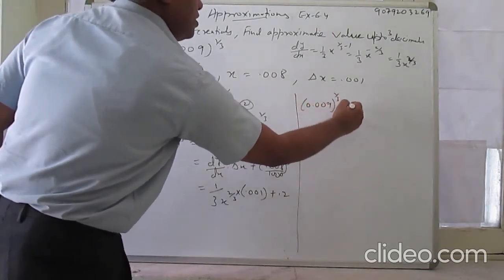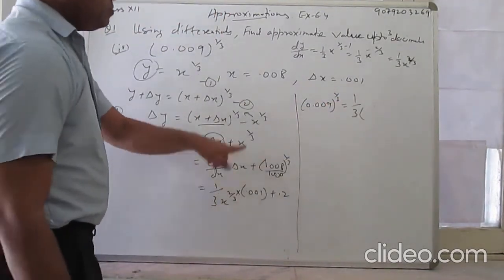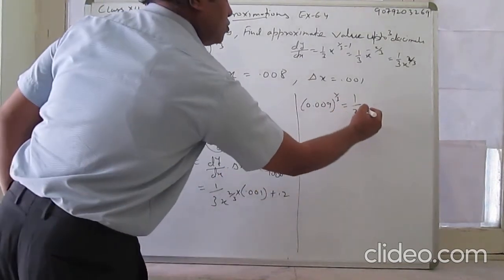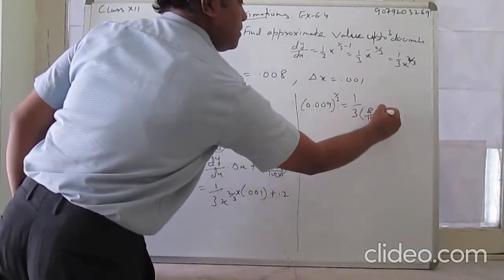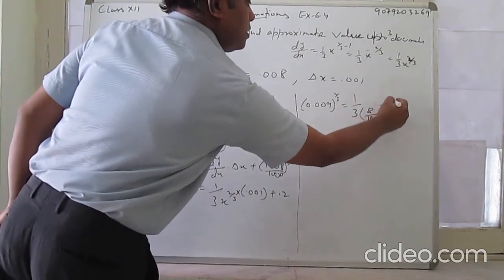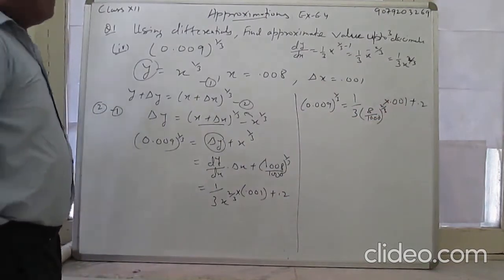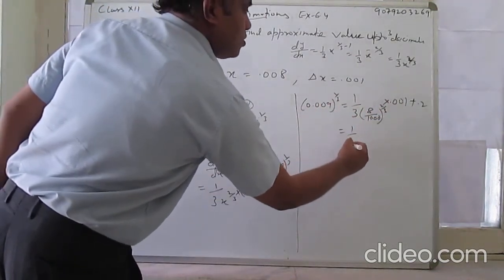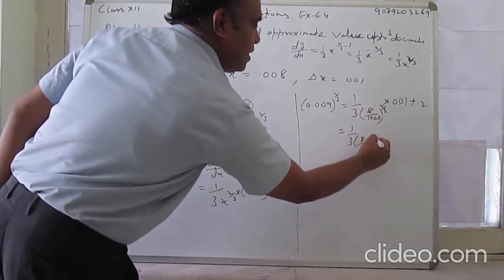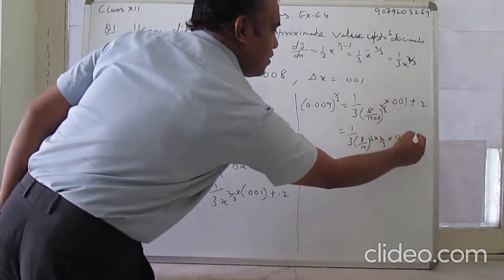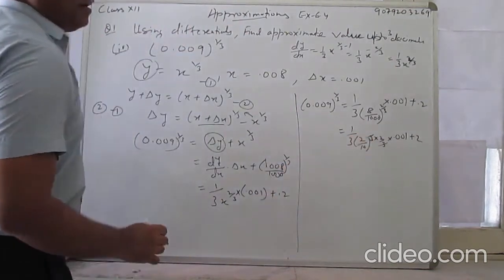Now putting the values: 0.009 to the power 1 by 3 is equal to 1 upon 3 x. What is x? 0.008. 0.008 means 8 upon 1000 to the power 2 by 3 into 0.001 plus 0.2. Now 1 upon 3, what is cube root? इसको आप ऐसे लिख सकते हैं 8 upon 10 की power 3 into 2 by 3 into 0.001 plus 2. This cancel out. इधर 2 होगा 2 upon 10.